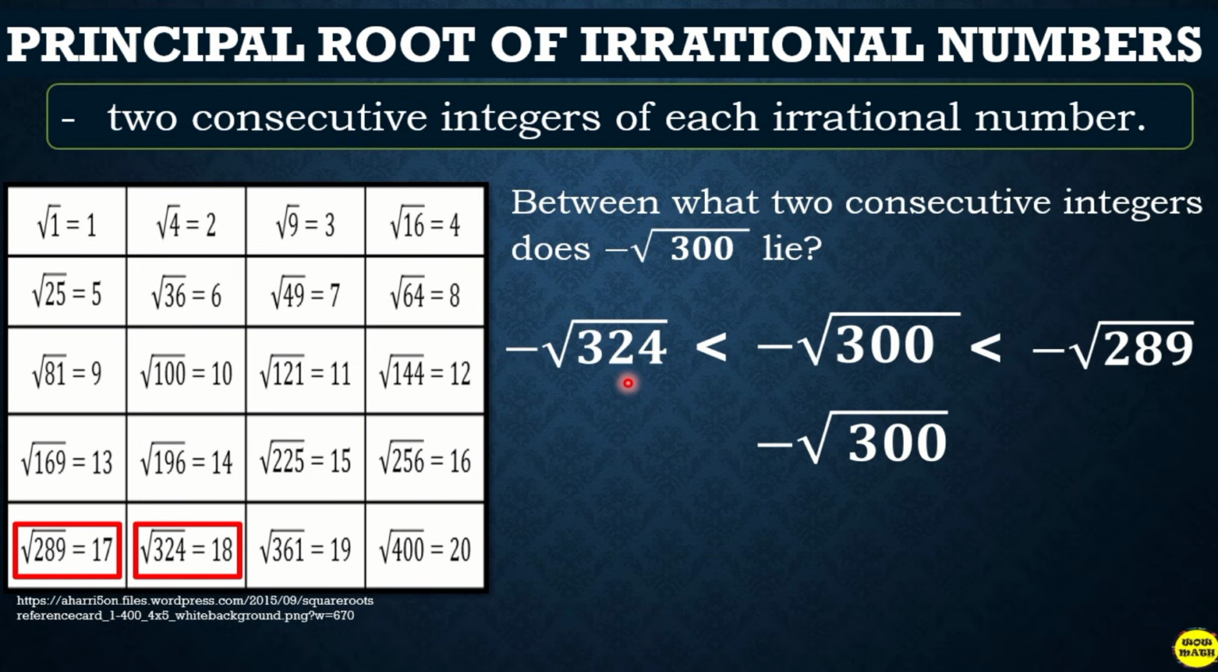Square root of 324 is 18. May negative tayo kaya negative 18. And then square root of 289 is 17. May negative tayo kaya negative 17.